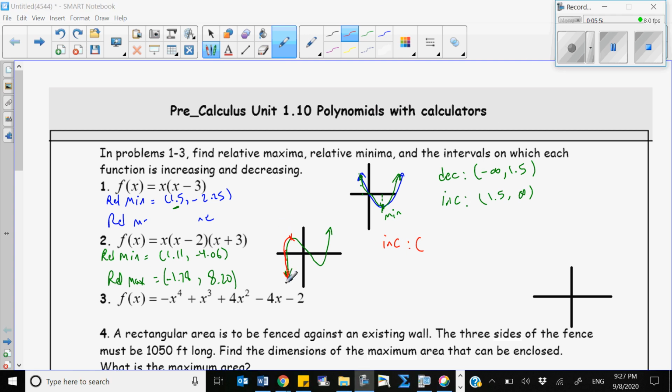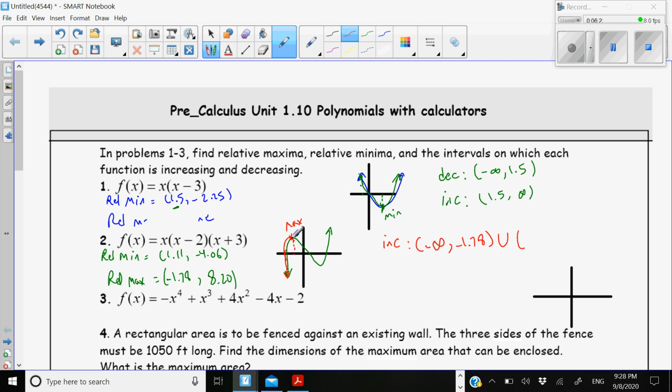So increasing once again is from negative infinity to the x value of this point, which is our maximum point. What is the x of max? It is negative 1.78. Then I'm going to put a union here to write the next increasing area after that.